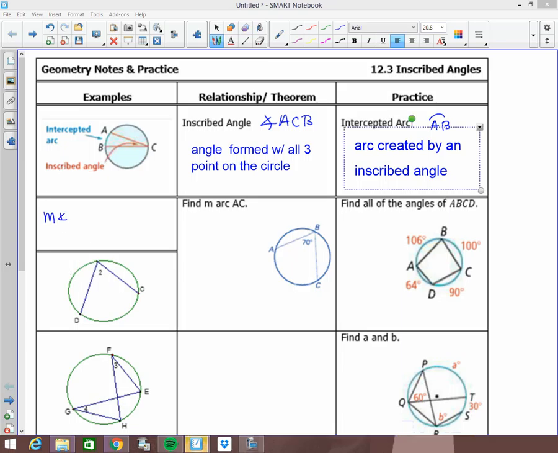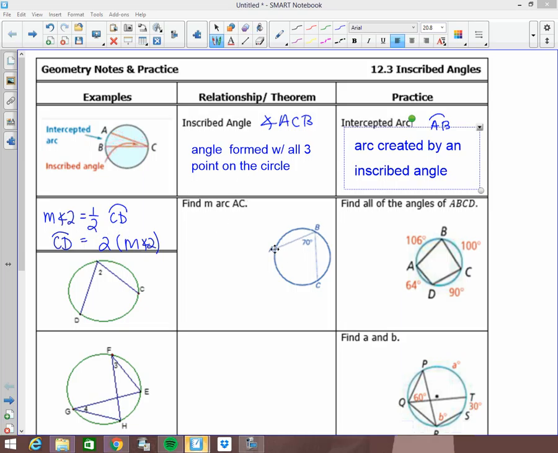So the measure of angle 2 is going to be equal to 1/2 of its intercepted arc, which in this case is arc CD. Okay, so if we want to find the arc, then we would say arc CD is going to be equal to 2 times the measure of angle 2, which is just the reverse of that particular formula.